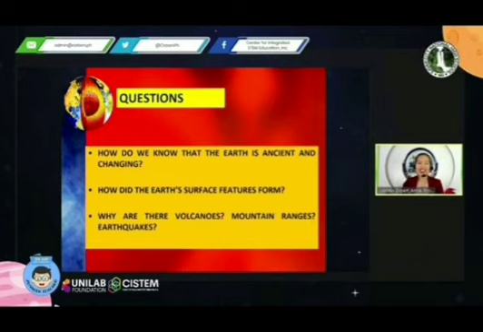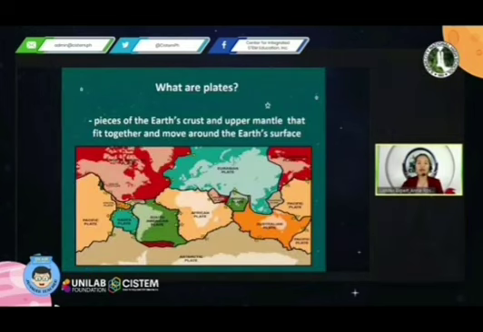For the third question, why are there volcanoes, mountain ranges, and earthquakes? We're going to answer the question later as we go on with our discussion. Specifically, we are going to talk about the driving forces or mechanisms that are possible causes of plate movement, and also the evidences to support it.